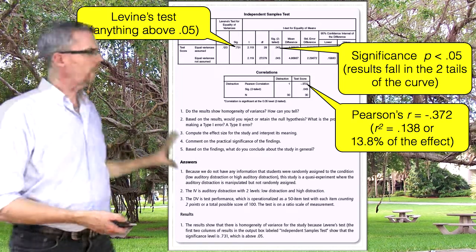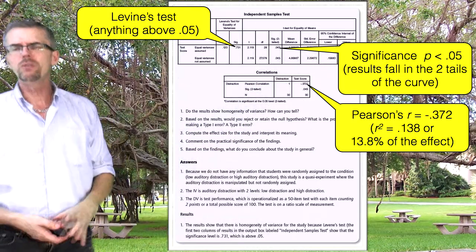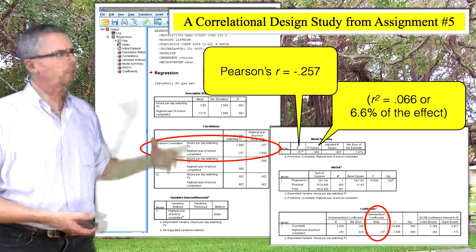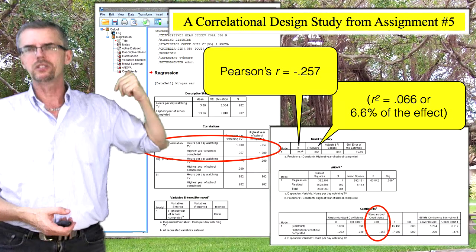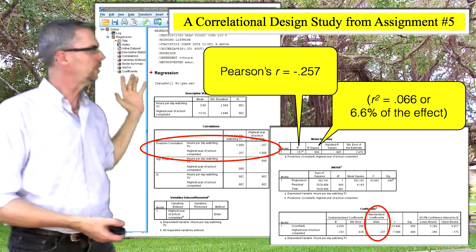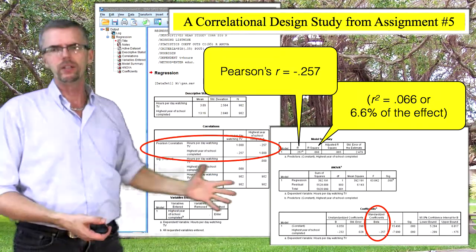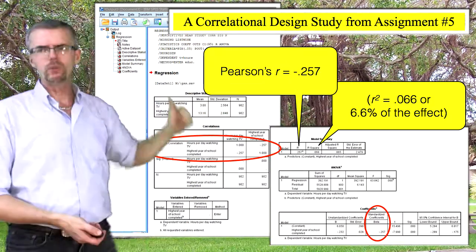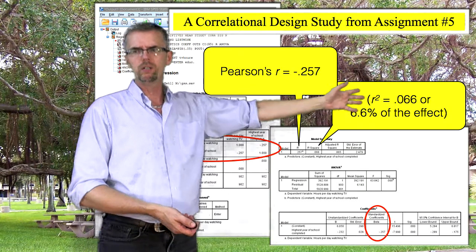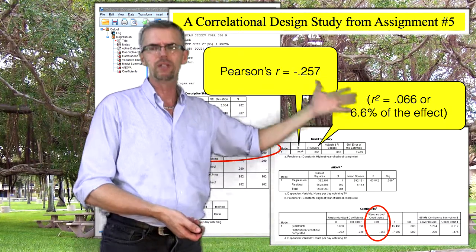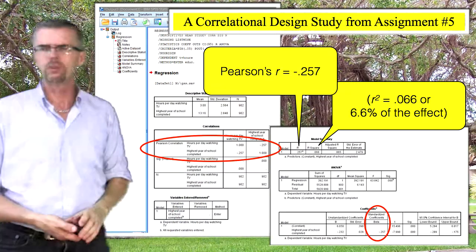So these are the sections of the SPSS that's going to mean something very significant to you in this class. And what I want to talk about now is what you're going to see in assignment number 5 and how it relates to this module. This is what you're going to see on assignment number 5. This is the output that is expected to come out of your work. And it gives you the Pearson's R, it gives you the R squared, of 0.066 or 6.6% of the effect can be attributed to this variable that we are examining.